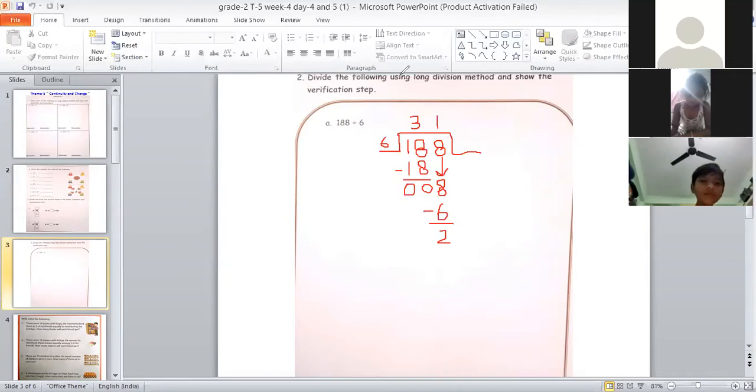31. 31 is what? Quotient, ma'am. Very good. 31 is the quotient. And what is the remainder here? 2, ma'am. Very good. 2 is the remainder here.